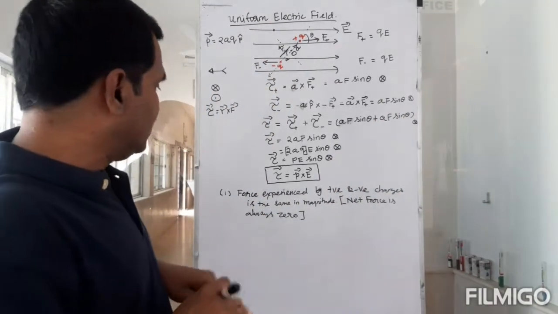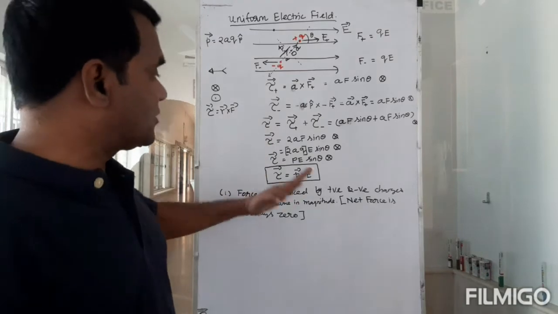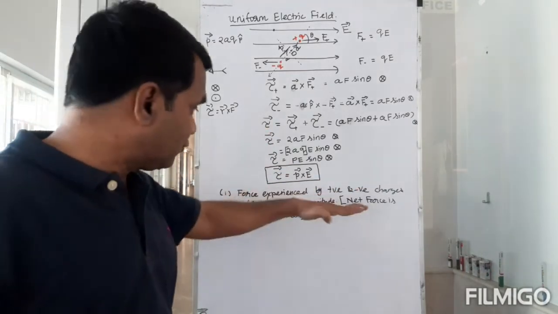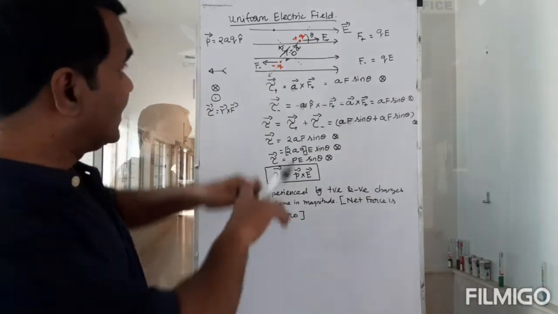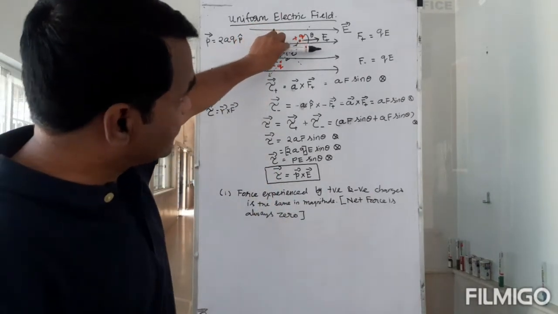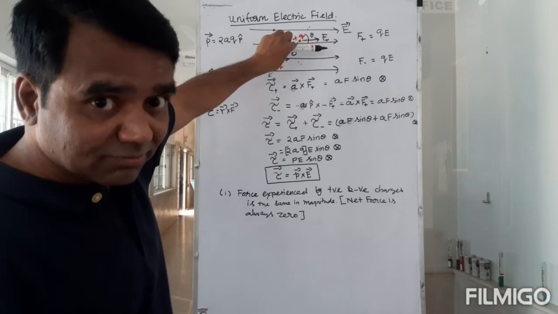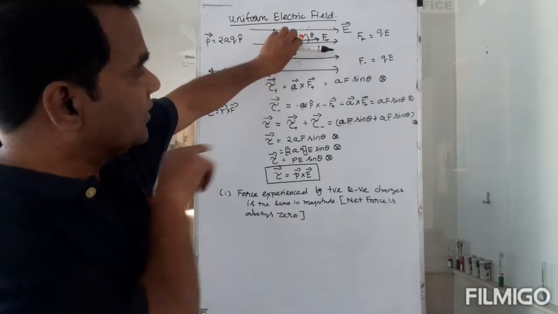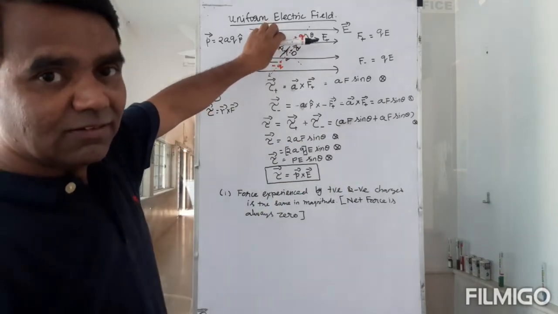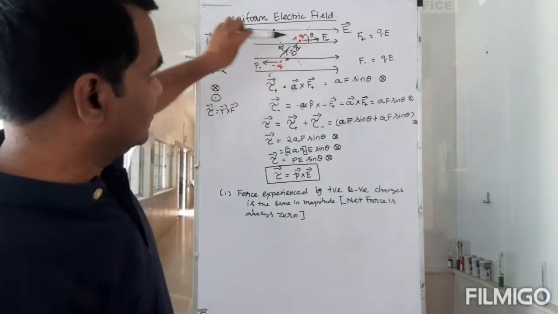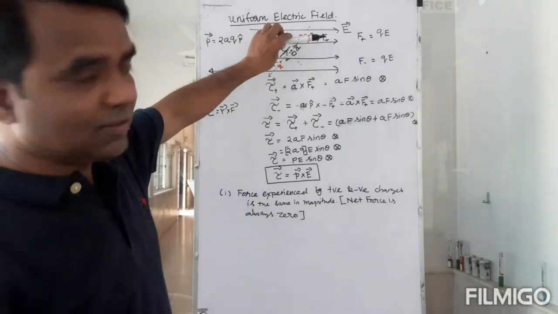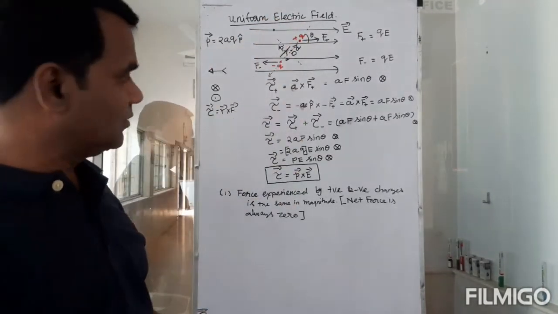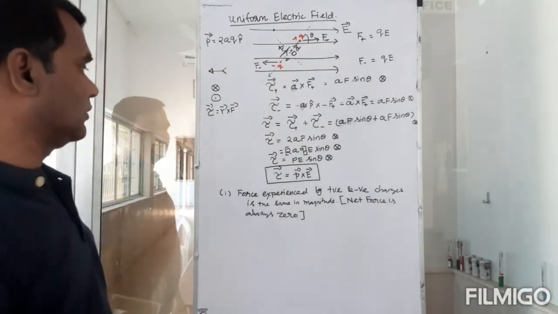Okay. So the force experienced by the positive and negative charges is the same in magnitude, but the net force is always 0. But the net torque is 0 at this position, because sine theta is 0, because theta will be 0 when the forces are aligned in the same direction. Okay. But then it will be changing again. You have varying torque here. So that is one thing.